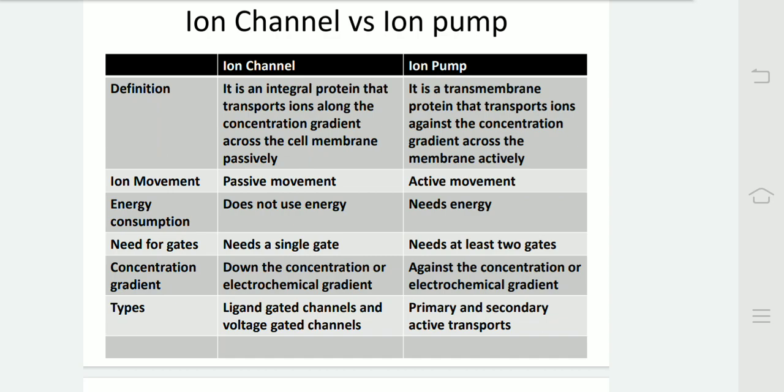Coming to the need for gates, ion channels need a single gate, whereas ion pumps need at least two gates. Coming to the concentration gradient, movement down the concentration or electrochemical gradient is seen in ion channels, whereas ion pumps drive ions against the concentration or electrochemical gradient. Coming to the last, types: ion channels have ligand gated channels and voltage gated channels, whereas ion pumps have primary and secondary active transports.